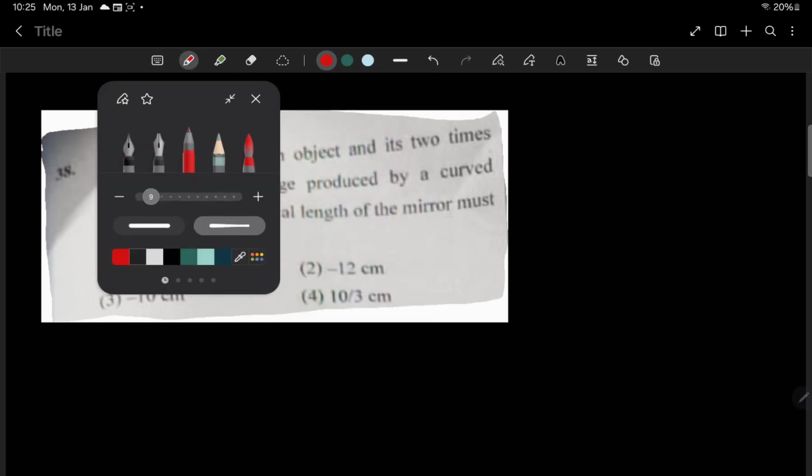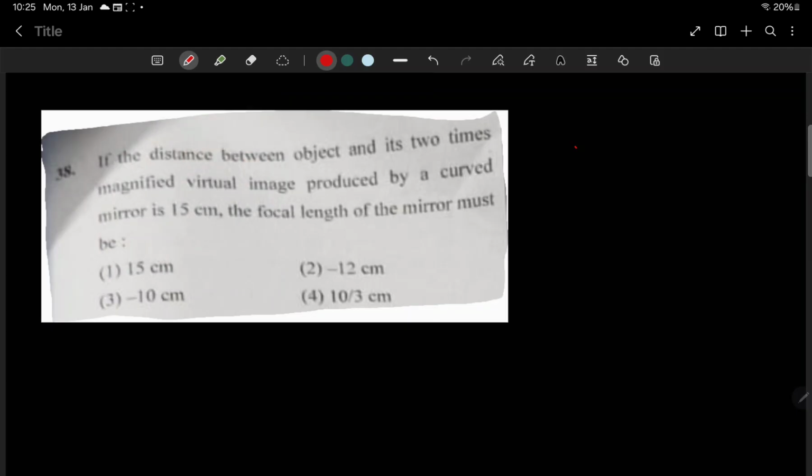It's a question from optics. Okay, optics is a chapter that I love. That's the only reason why, I don't usually take physics chapters, but optics is one chapter that I took in the online class because it is one of my favorite chapters. If the distance between an object and its 2 times magnified virtual image by a curved mirror is 15 centimeter, find the focal length of the mirror.